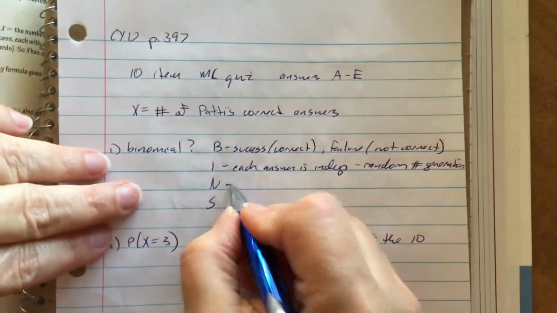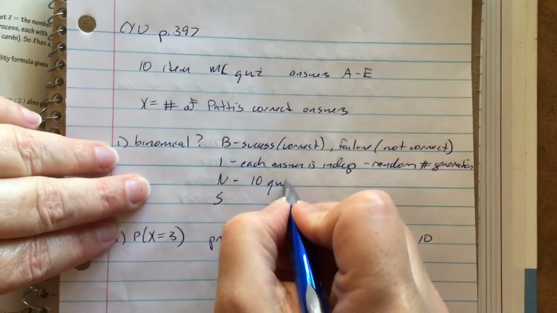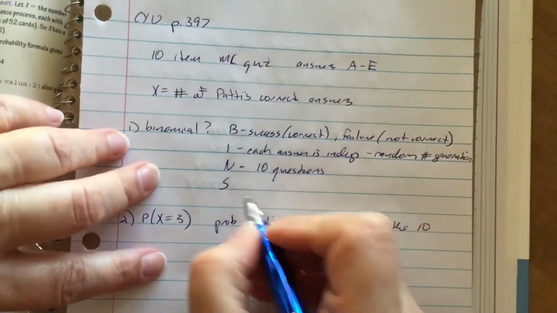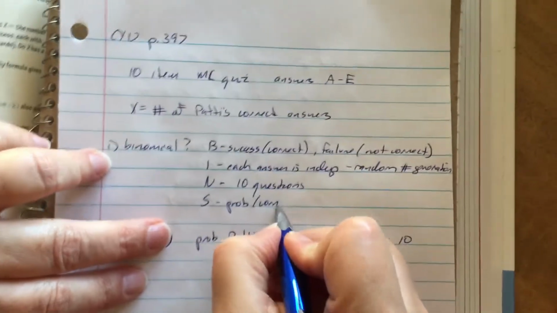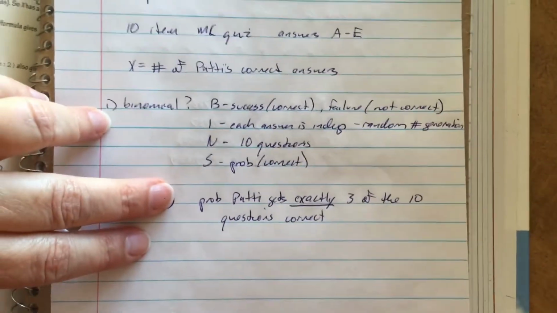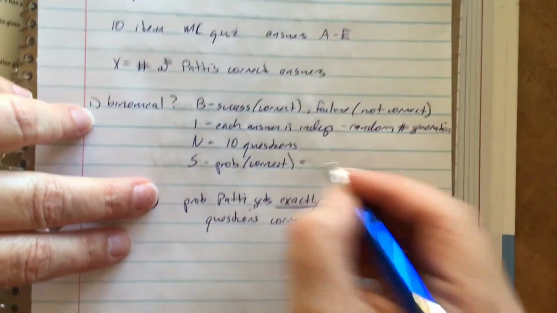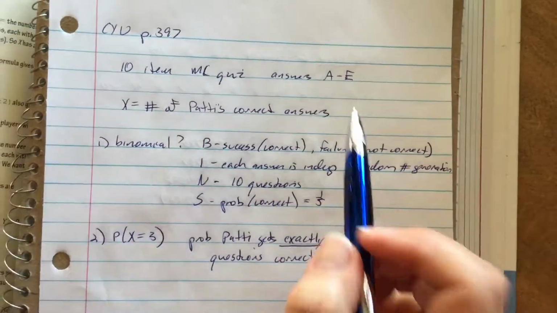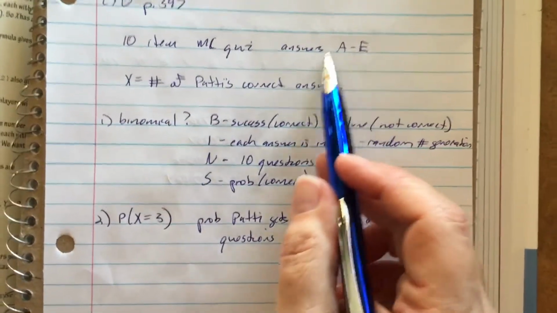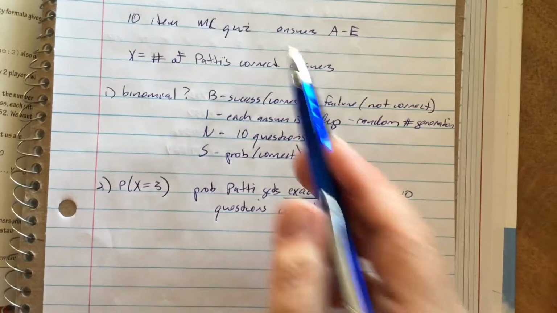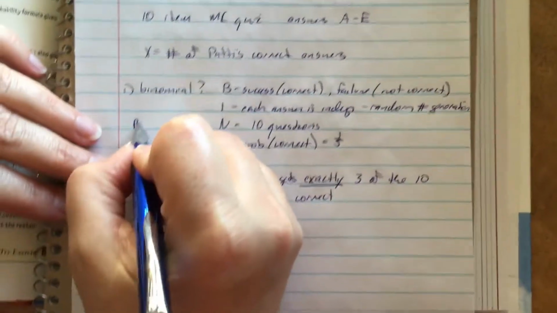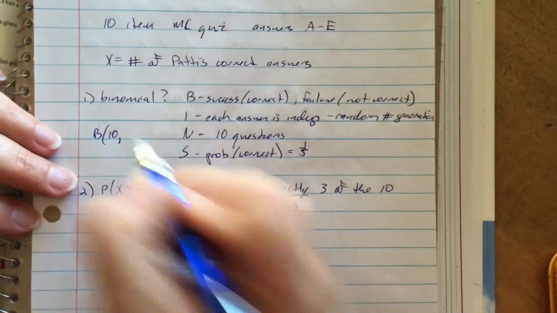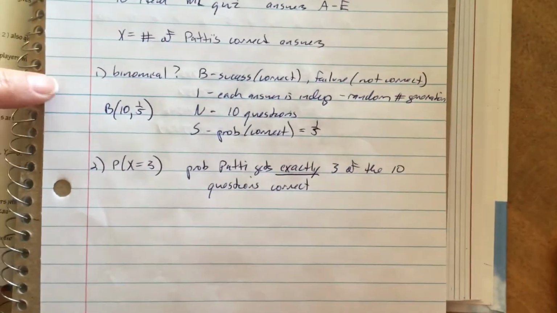Okay, is there a set number of trials? Yeah, there are 10 questions. And is the probability of a correct answer consistent? Yeah, the probability of a correct answer is 1 out of 5. If it's A through E, those are 5 options, so only one of them is going to be correct. So it doesn't change from question to question. So we could say this is binomial. There are 10 trials, and the probability of success is 1/5. Do you get that?